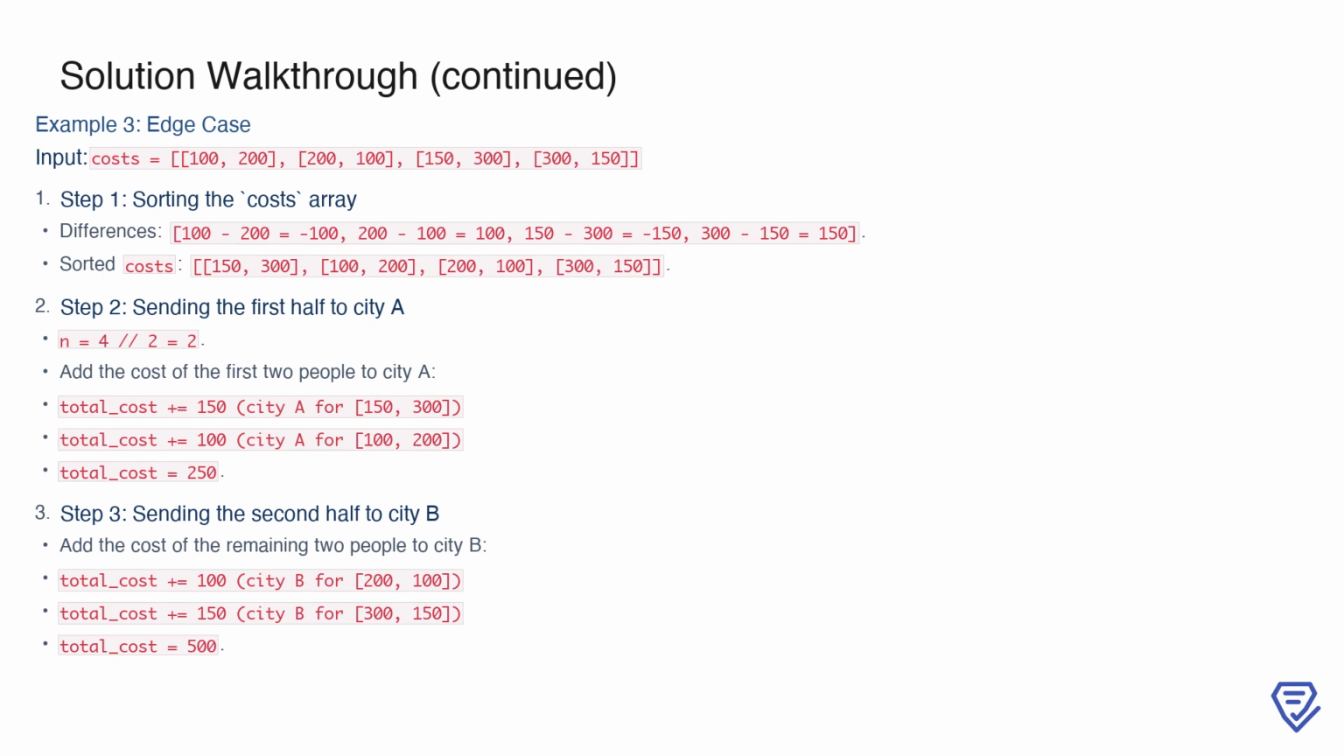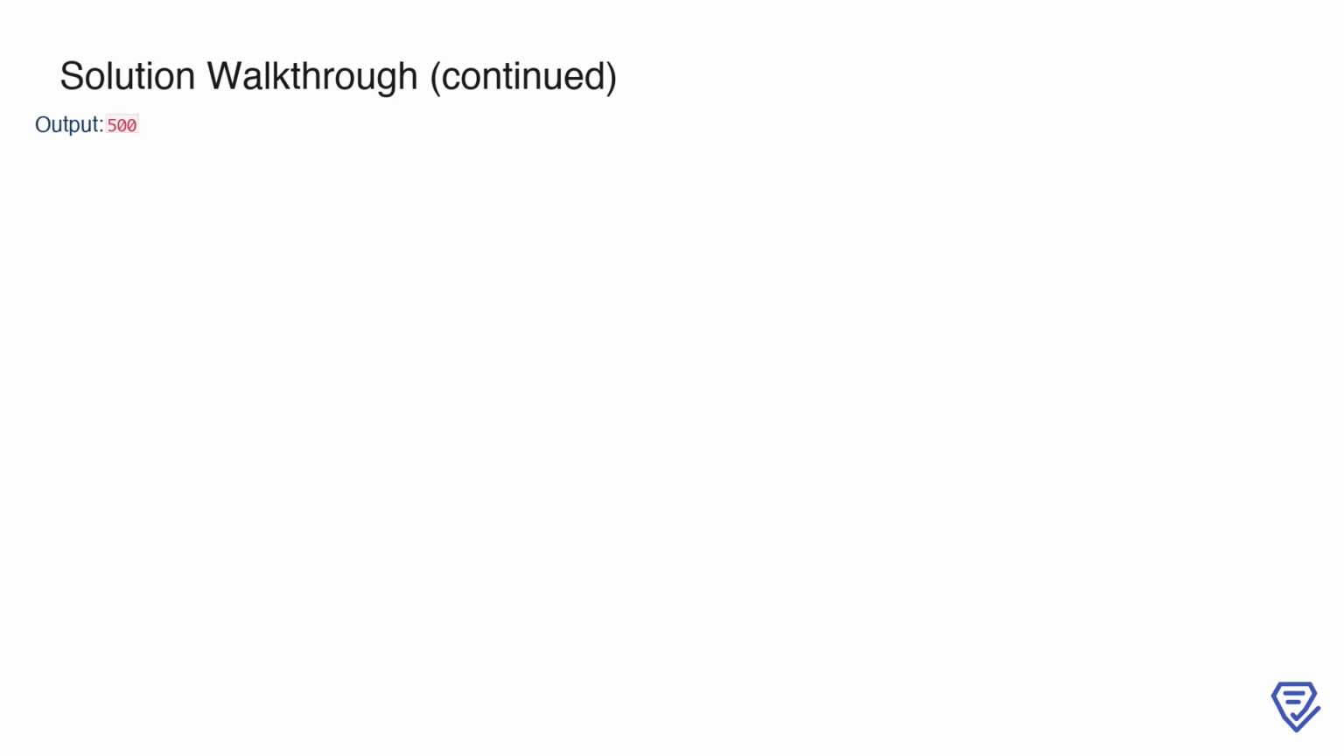Then, we send the remaining 2 individuals to city B. These are 200, 100, and 300, 150. Adding 100 and 150 to the total cost updates it to 500. The final total cost for this edge case is 500.